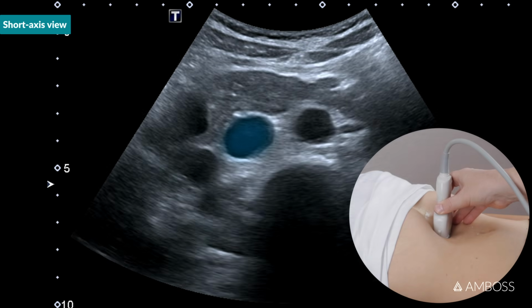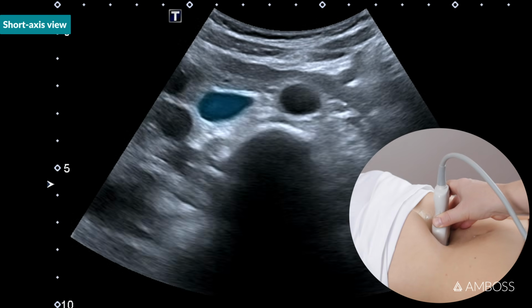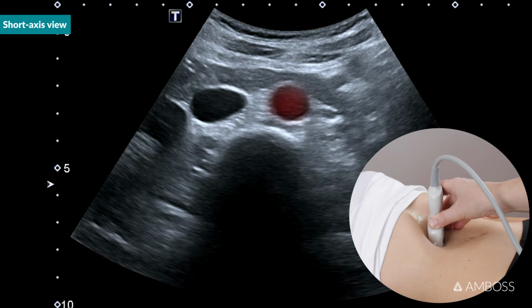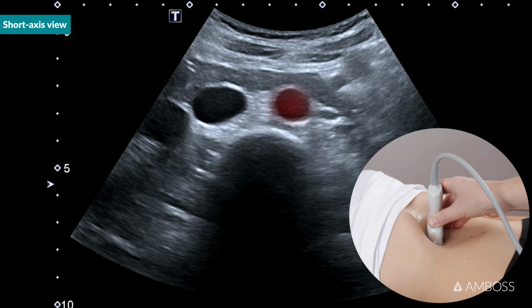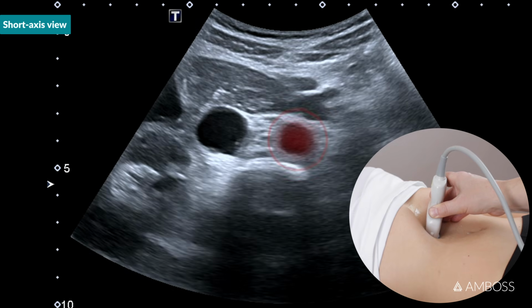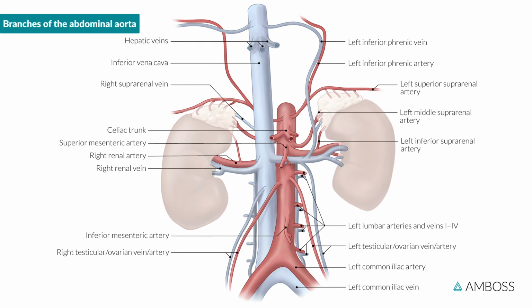The IVC has a thinner wall than the aorta and can usually be compressed quite easily with the probe. In contrast, the aorta is thick-walled and almost impossible to compress, remaining circular under the probe. It also pulsates much more noticeably than the IVC. Let's now take a look at the branches of the abdominal aorta.